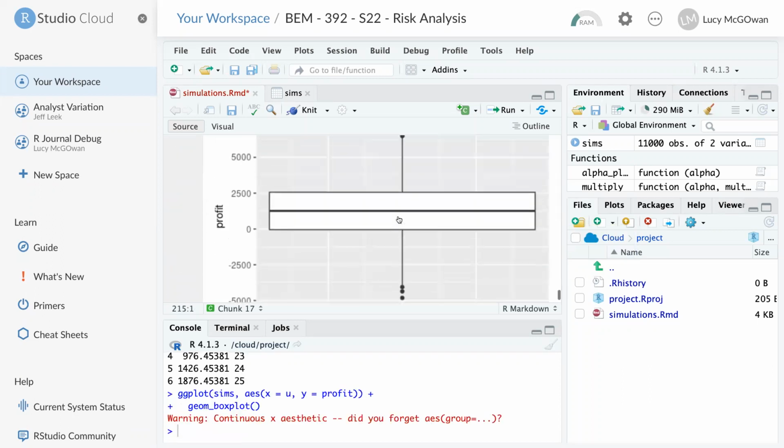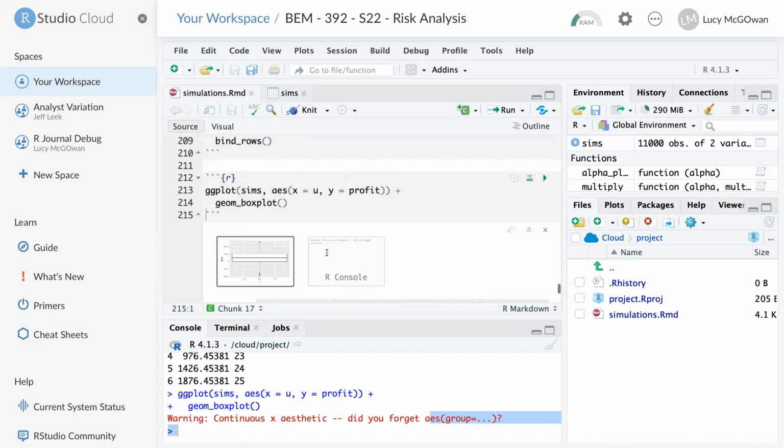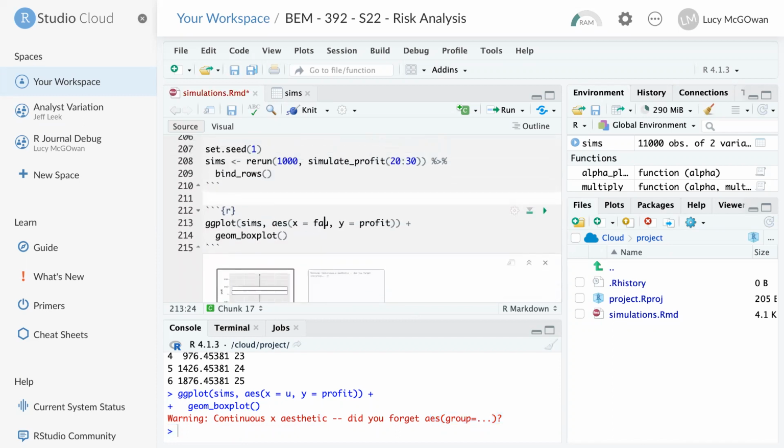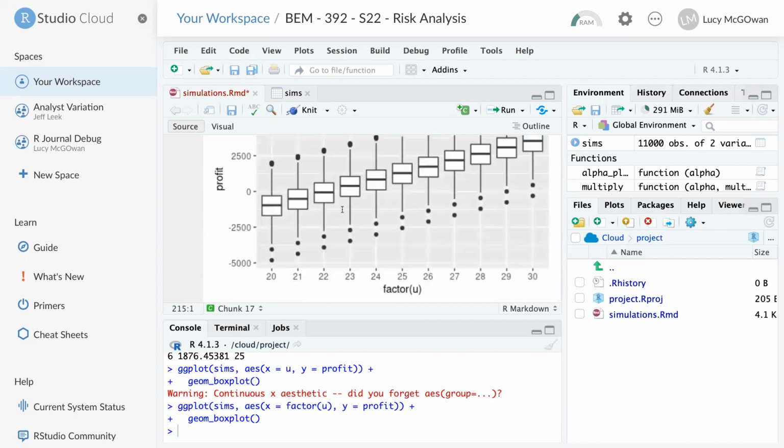Okay, let's do this once just so you can see how it can go wrong. So here you'll notice there was a continuous x aesthetic. Did you forget a group? And so it tried to just treat this continuously. It didn't really know what to do with it, which is why we need to change this to factor, and that will treat it appropriately.